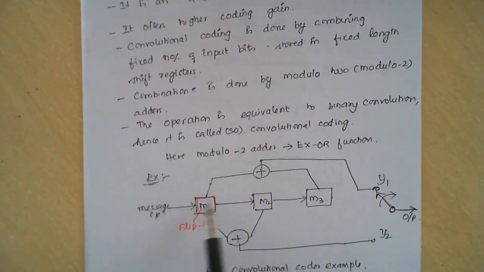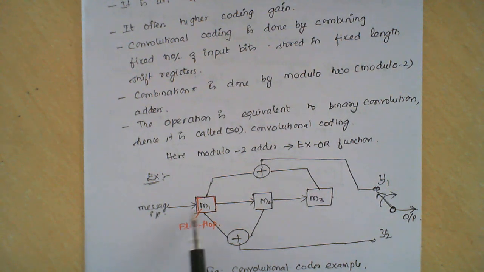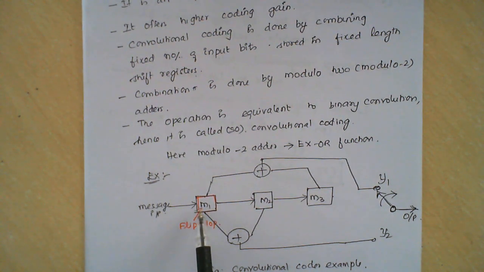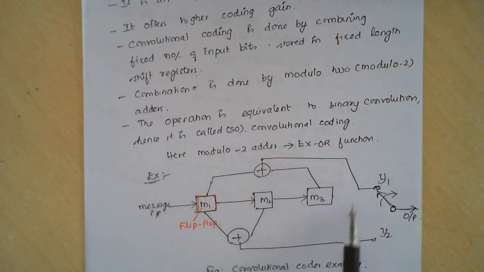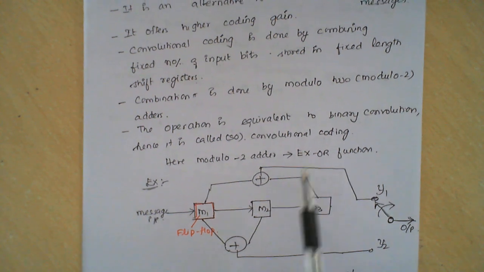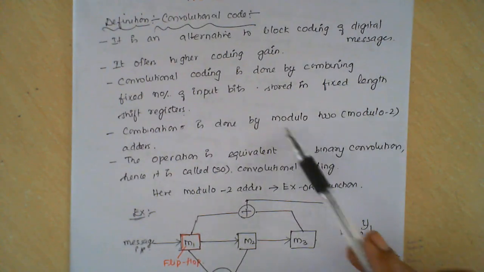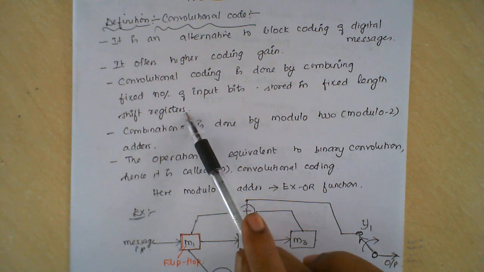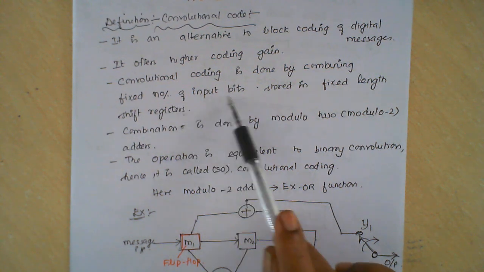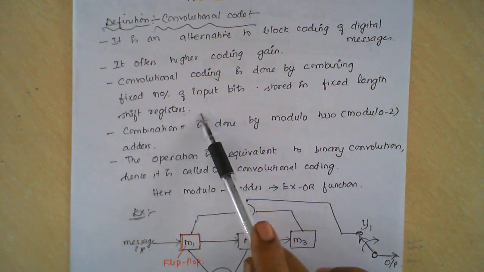An example for a convolution code consists of a combination of flip-flops, which is known as shift registers. It consists of different flip-flops which can store 1 bit of memory, that is either 0 or 1 can be stored here, and this group of flip-flops is called shift registers. Hence we can say how this definition mingles with shift registers. So it adds the input bits stored in the fixed length of shift registers.